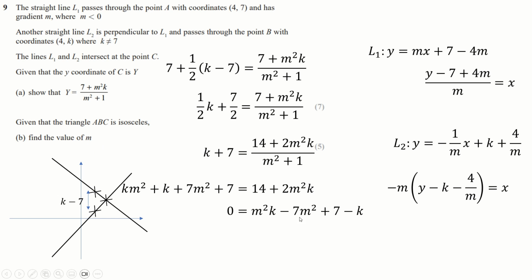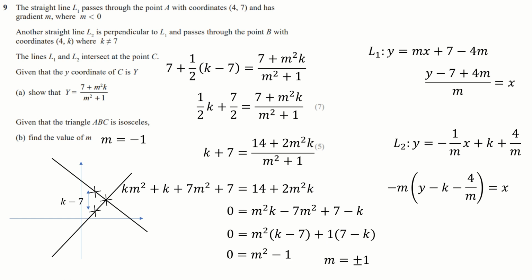I have no idea how you're supposed to spot this in any reasonable amount of time, but this just about works if you factorize out the m squared and leave behind k minus 7. And then say that here, this is just 1 into k minus 7, or 7 minus k. When you divide both sides by k minus 7, because k isn't 0, the 0 divided by it goes away, it doesn't matter. M squared divided by it just becomes m squared. And then this becomes a minus 1, and then you get m is equal to plus or minus 1. But they've told you m is negative, so therefore m is minus 1.